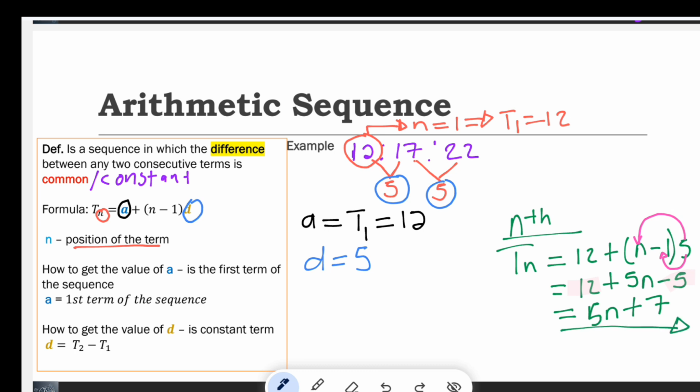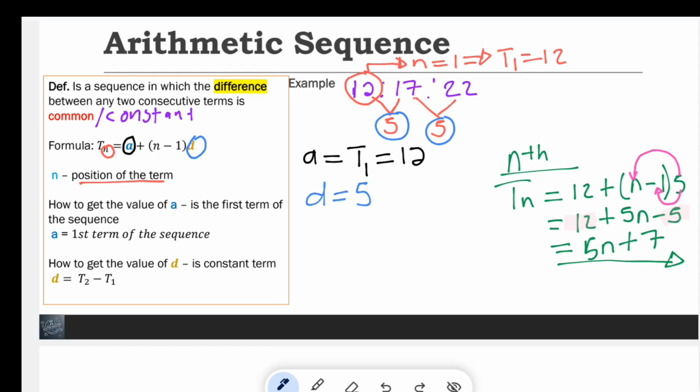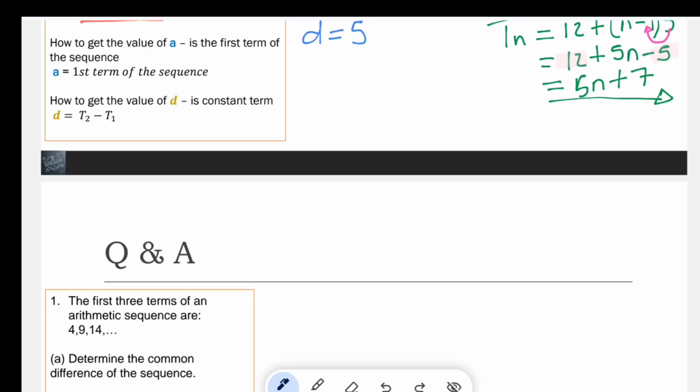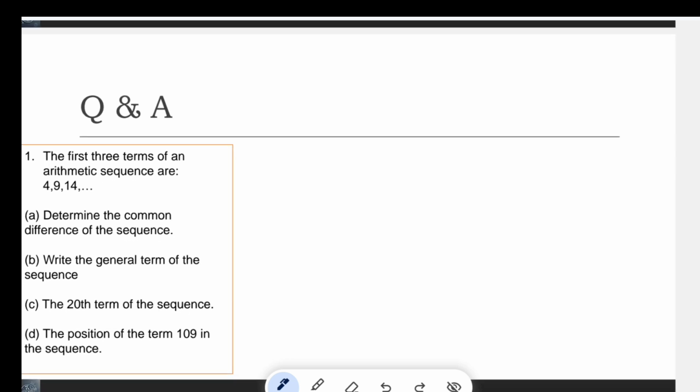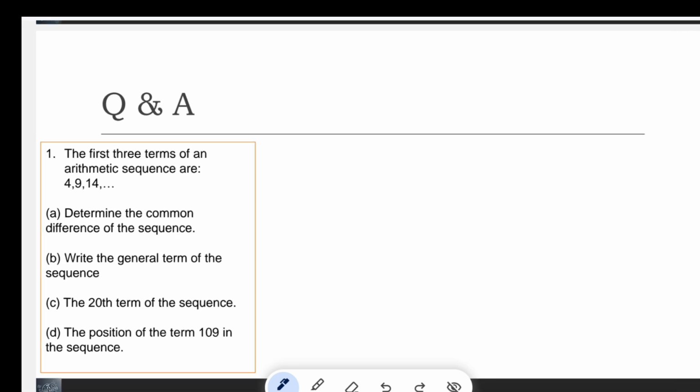Okay, thank you. Let's move on to a question and answer example, so that you can distinguish between the quadratic and arithmetic, and as well we'll go to geometric sequence. The first 3 terms of an arithmetic sequence are 4, 9 and 14.